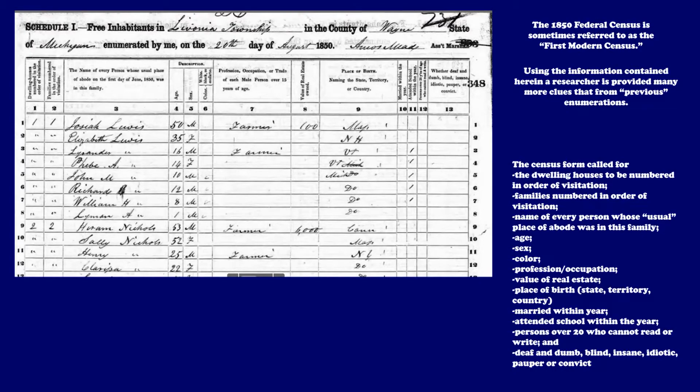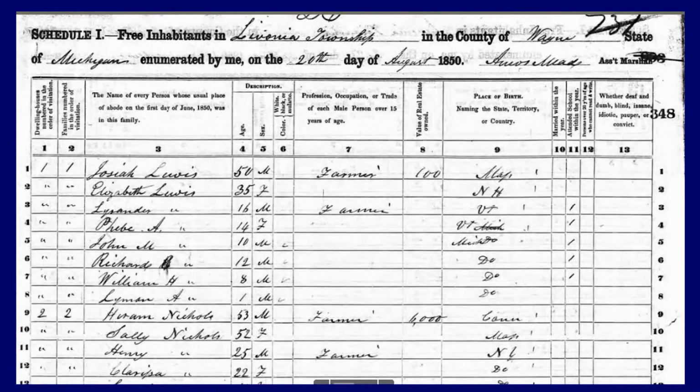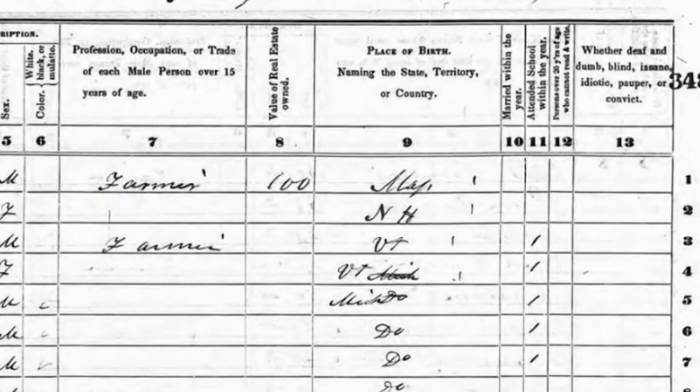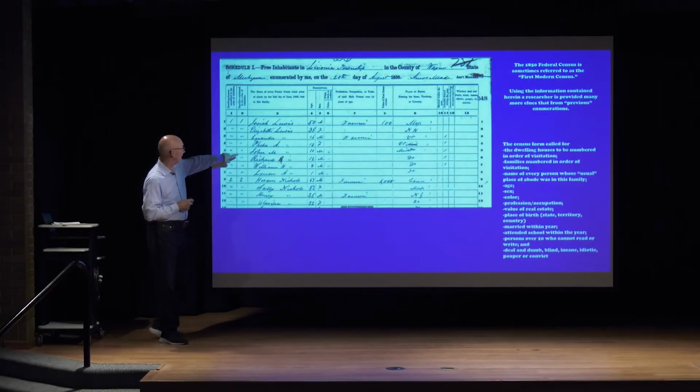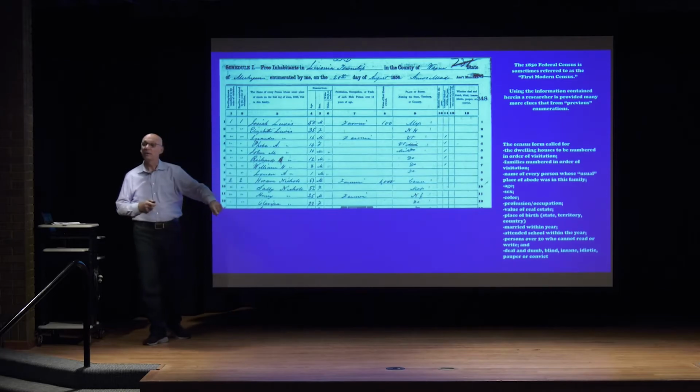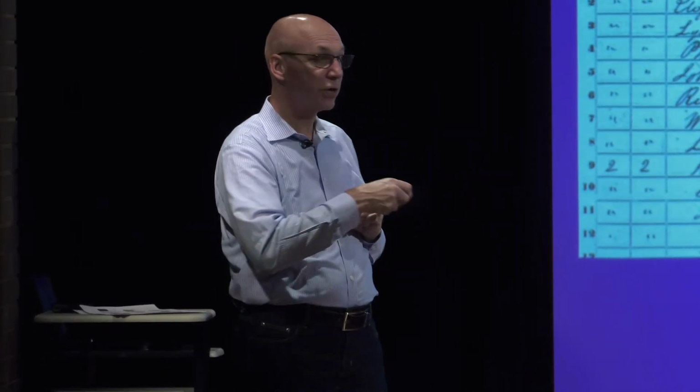Now this happens to be Livonia Township, Wayne County. And we take a look up here and we see that happens to be the census enumerator's handwriting telling you that this person is from Massachusetts. Elizabeth, born in New Hampshire. Lysander and Phoebe are both born in Vermont. It's not until John that we have a Michigan birth.